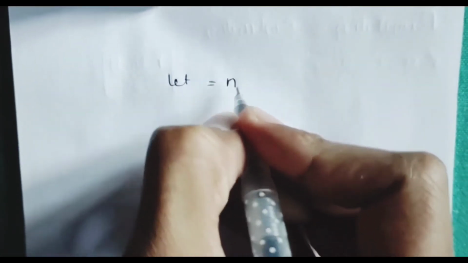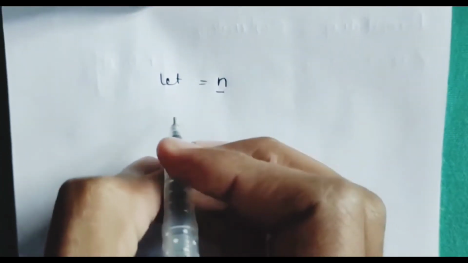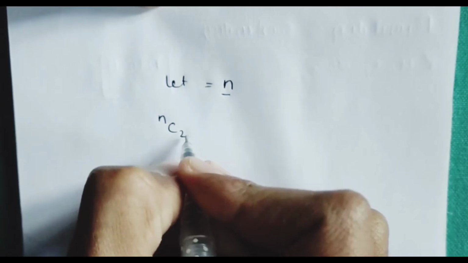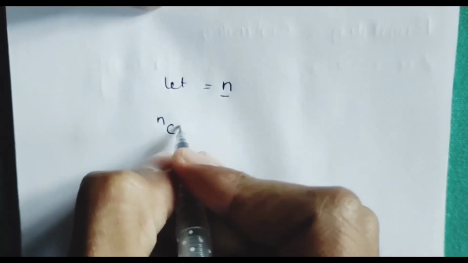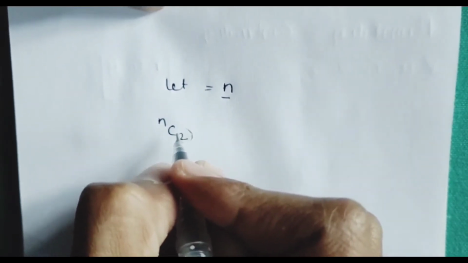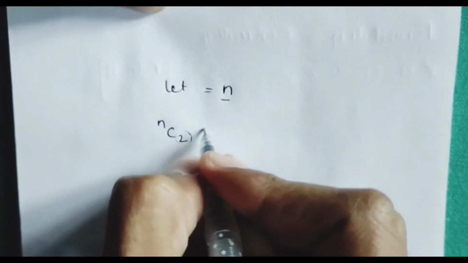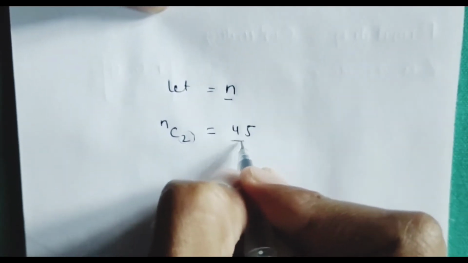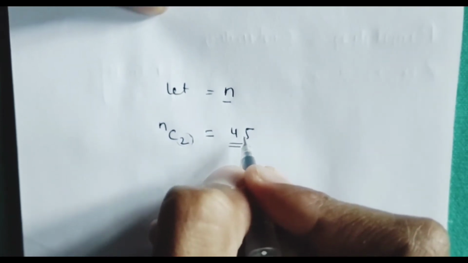Let's start solving the question. So let the total number of people in the party be n. So by the combination method, nC2, because we know for one handshake we require at least 2 people. So nC2 must be equal to 45, because we are given that there are a total of 45 handshakes.